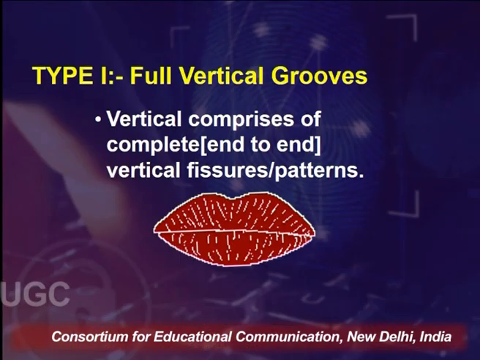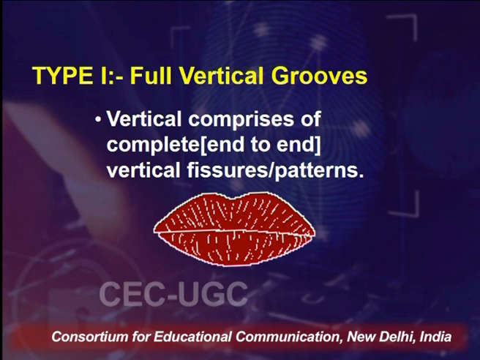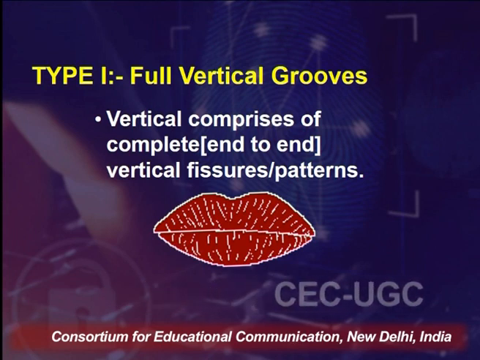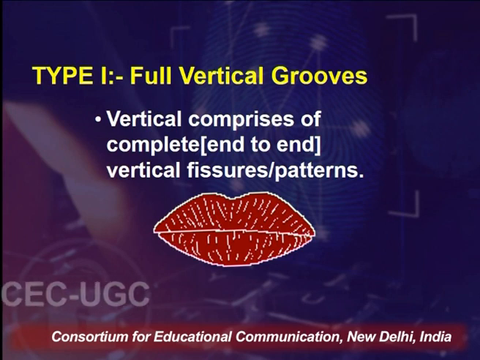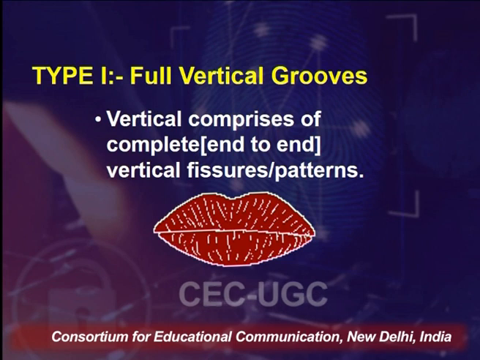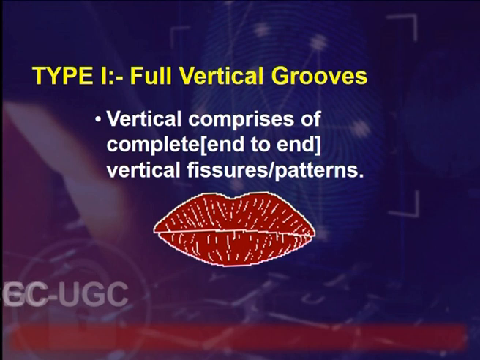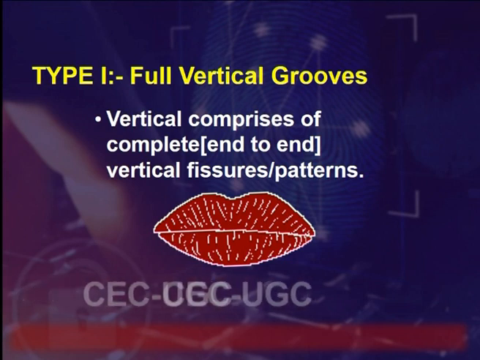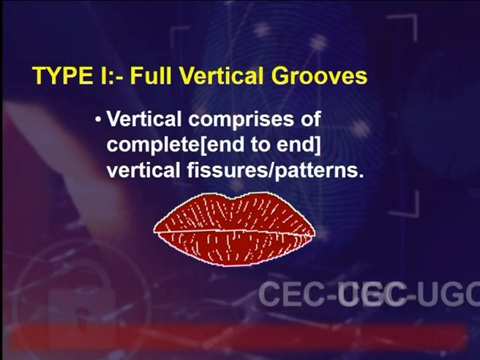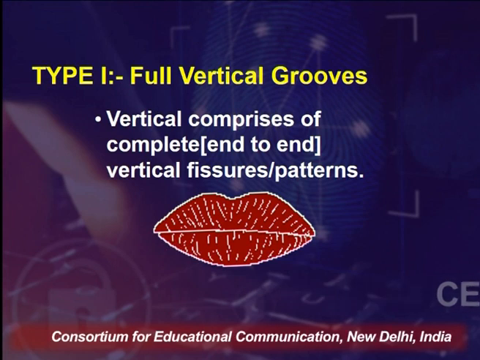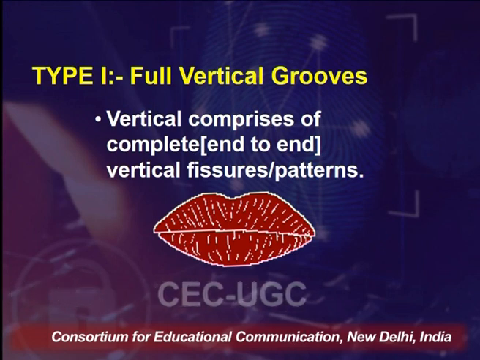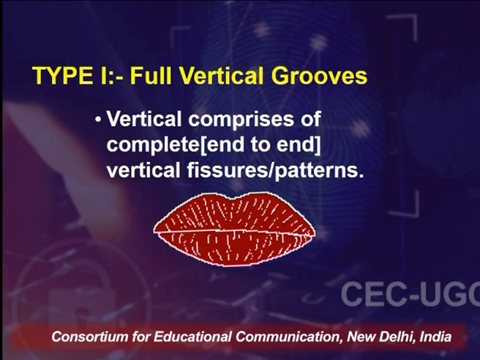Type 1 is full vertical grooves. Like in the image we can see, there are vertical lines on the upper lip as well as on the lower lip. These full vertical grooves make up the full vertical classification. We can call them vertical fissures as well as vertical patterns. They are from end to end. If we look, they are bigger in nature. We can see they start from the upper lip top area to the middle, similarly in the lower lip.